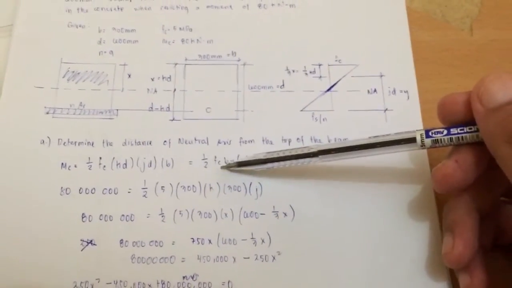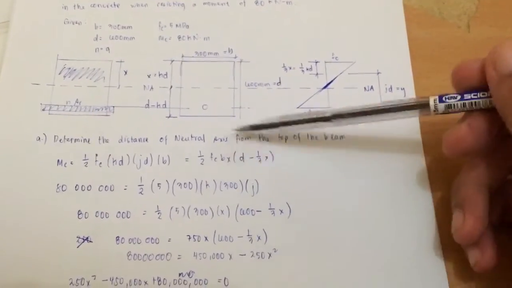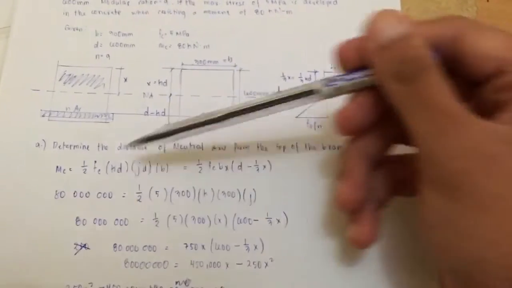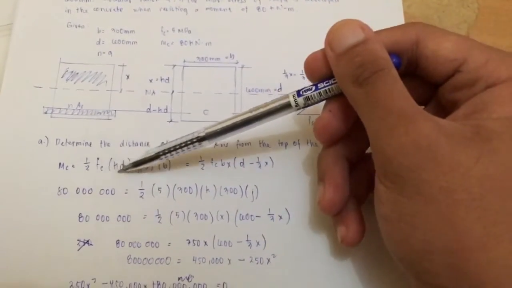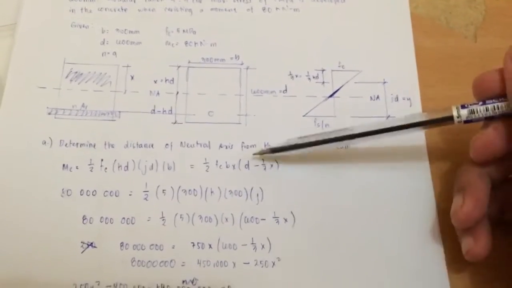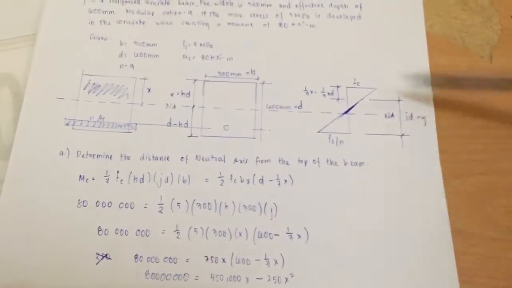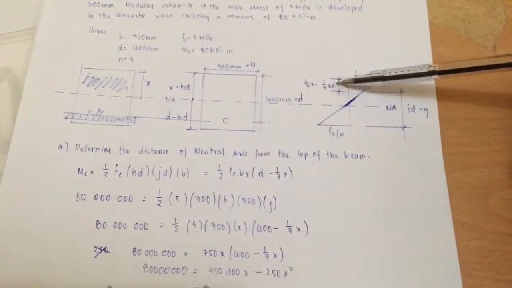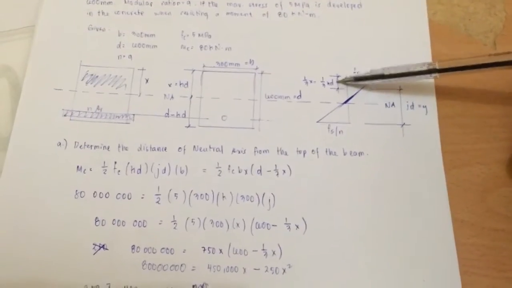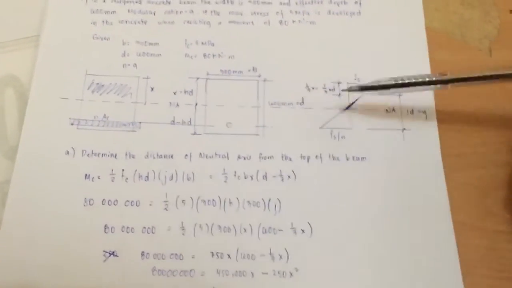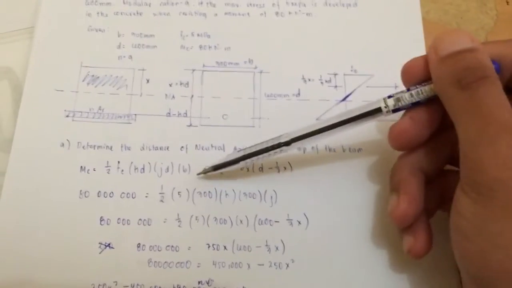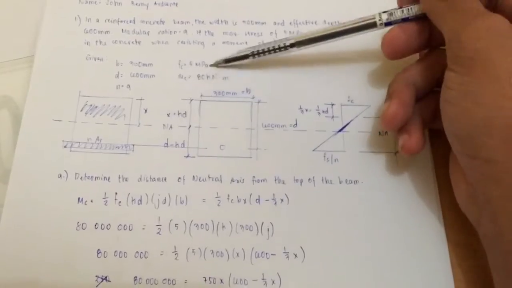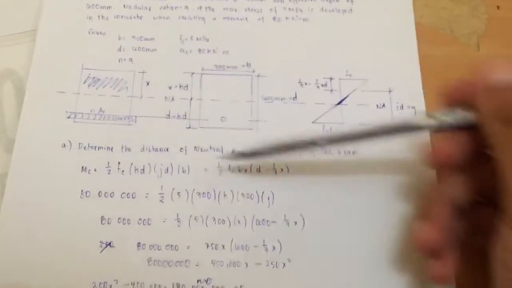So 1/2 times the stress developed in concrete times the width of the beam times your neutral axis, which is kd, and then times Y. Our Y here is just equal to the effective depth of the concrete beam minus the distance of the centroid of your compression block. So we have this formula, and we have the given from the problem. You can substitute all of them.